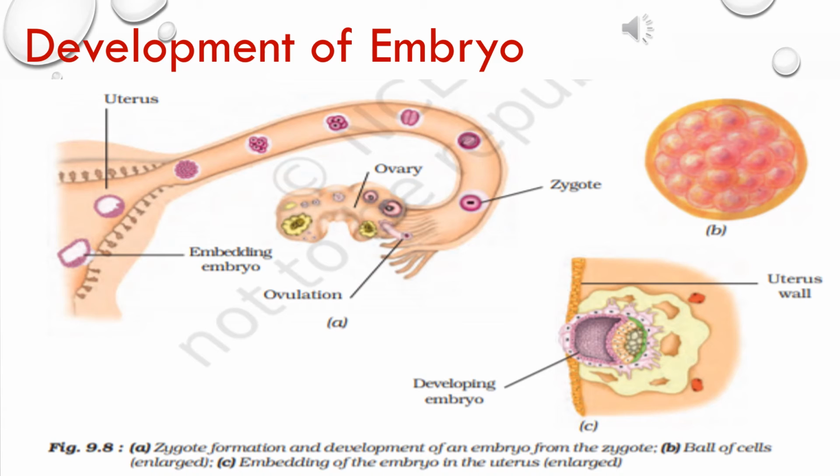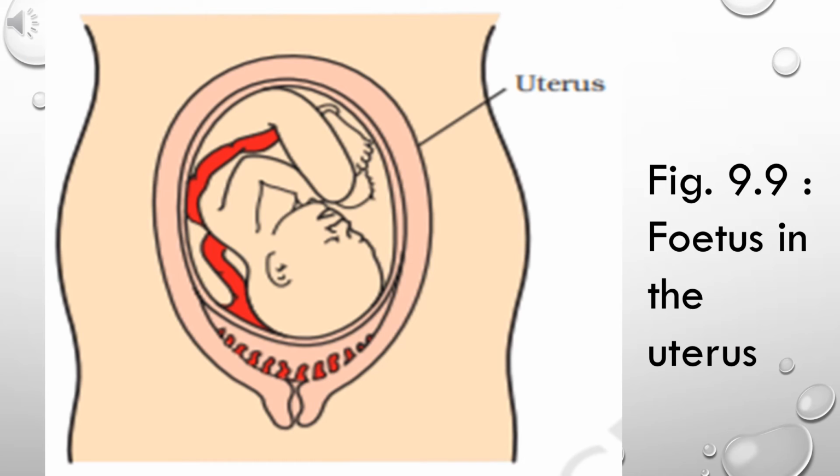Understood? So the embryo gets embedded in the wall of the uterus, children, for further development. That embryo continues to develop in the uterus. It gradually develops the body parts such as hands, legs, then head, eyes, ears, etc. The stage of the embryo in which all the body parts can be identified is known as the fetus. Now I'm going to show you the fetus in the next slide. So the stage of the embryo in which all the body parts can be identified is called the fetus.